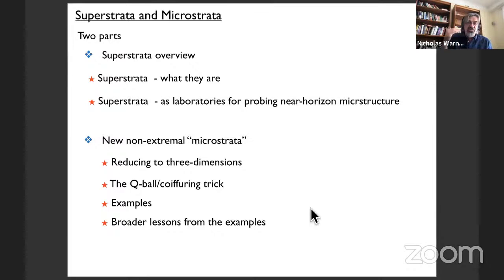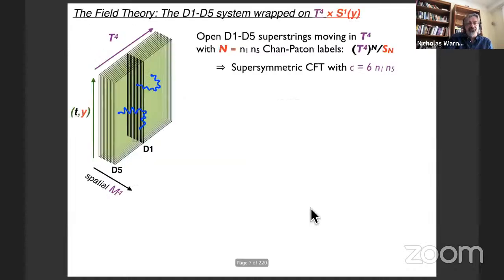And this is part of something we've been working on for quite a few years, trying to develop the ideas last year with Daniel Myers and Robert Walker, reducing the whole problem to 3 dimensions. And then we add to this what I call the cue ball or coiffuring trick, which I'll explain, which is really simplifying the problem to something you can actually get at, and then calculate some very simple but rather Rube Goldberg examples, and then try and see whether we can learn some broader lessons from those examples.